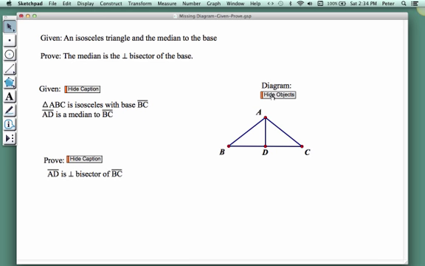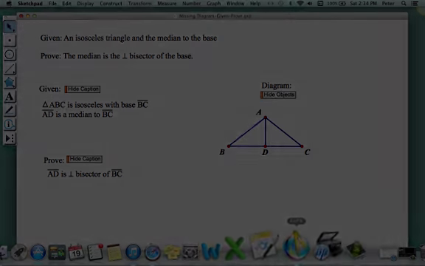Notice how I drew my diagram first, and then I took the given and the prove and rewrote them in terms of the diagram, so using the vertices and the lettering of the diagram in my given and prove statement. I want to make sure that you do that. Okay, let's take a look at the next example.